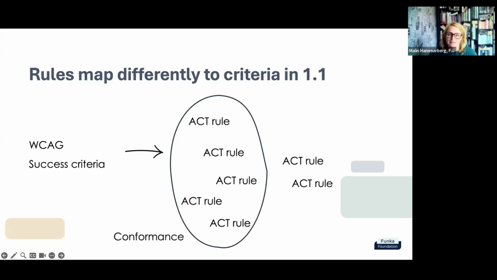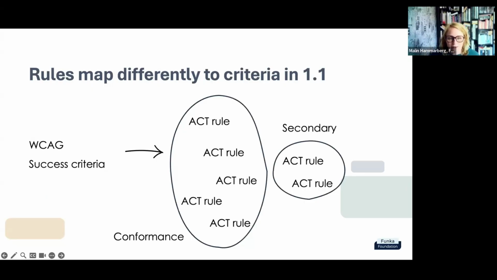And because the relationship isn't always straightforward, this is exactly one of the things that ACT version 1.1 tries to improve. They have added a distinction between two types of requirements. So we have the conformance requirements. This means the main requirement that the rule is designed to test. If the rule fails, the requirement is not met. And then we have secondary requirements. They are related requirements that might also be affected by the result, but are not directly tested by the rule.